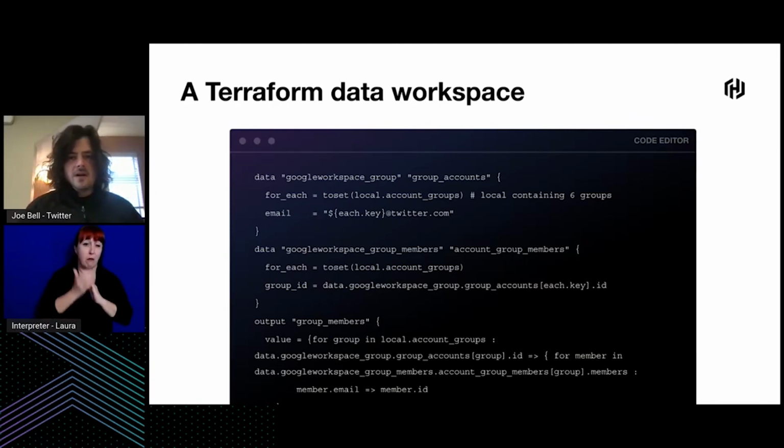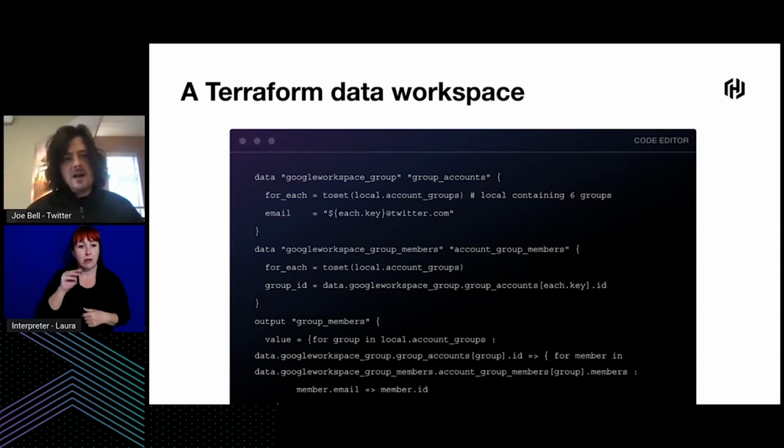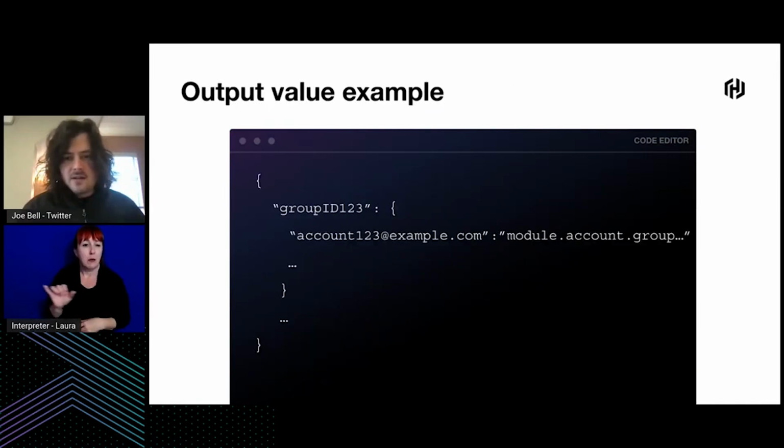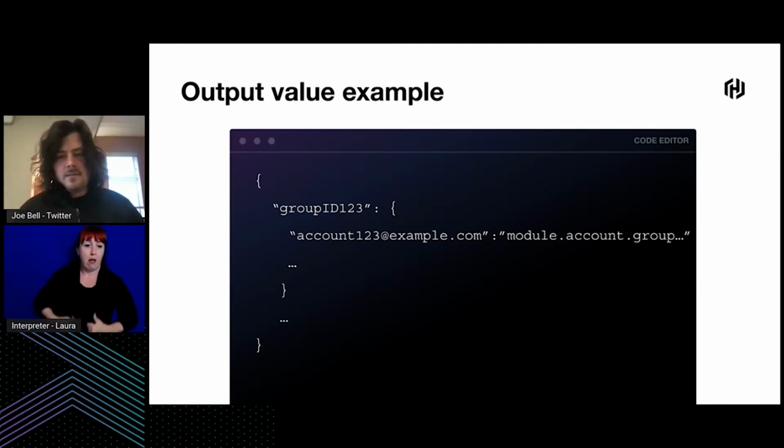So what I did was I created a Terraform data workspace. I don't know if that's an official term, but essentially it's a workspace that doesn't create anything. It's just using the credentials to output some data. That's what you see here: it's pulling in the metadata from the specific groups, and then for each group, it's pulling in all the metadata about the current members. And then it is outputting a value which is similar to the previous output. It's still group ID to member email, but rather than import address, it is the member ID in the group.